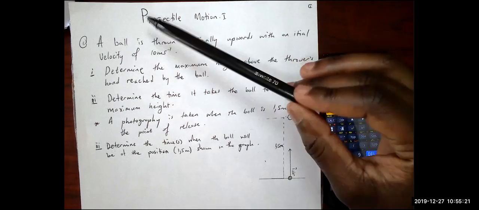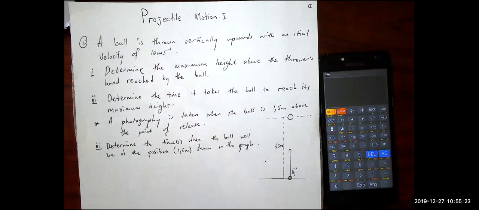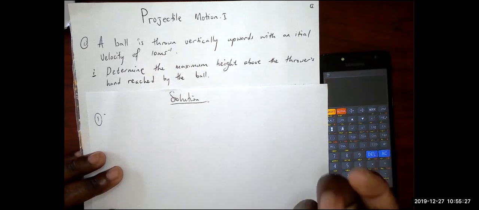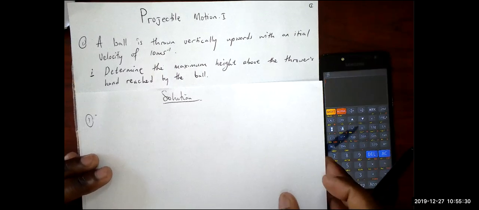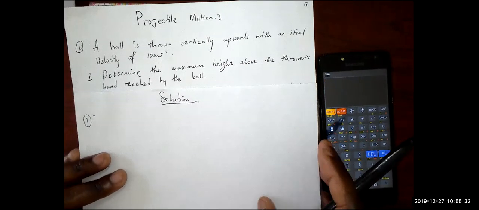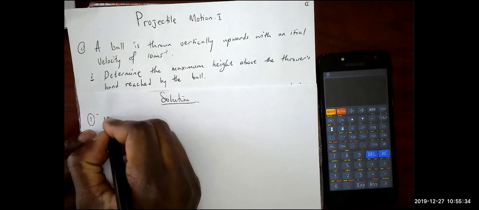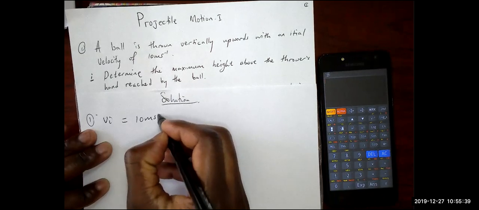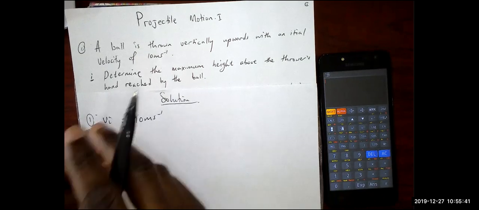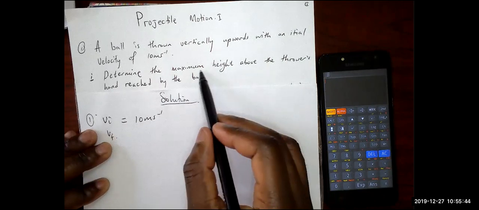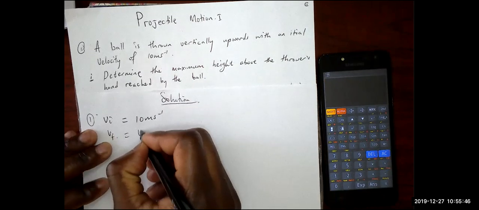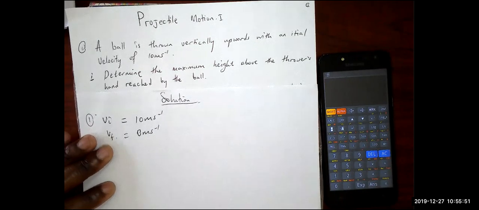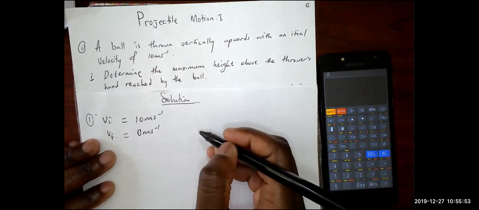So when the ball is 1.5 meters above the hands of the thrower. Now, let's do the first question. In the first question we are asked to determine the maximum height, which is change in y. Now, what is given to us here? V initial is 10 meters per second. What is V final? Remember, it reaches maximum height. At maximum height, we know the velocity is 0 meters per second. Then what else is given there?